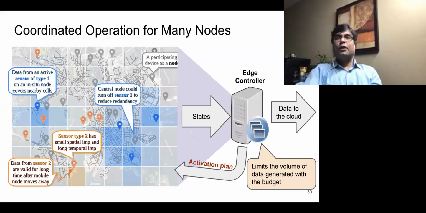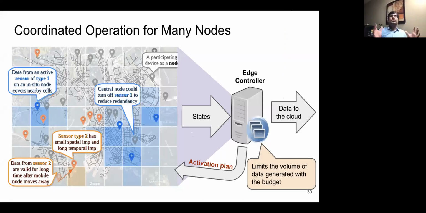State information will be collected, and the edge controller will decide, or will coordinate, precisely which sensors need to be activated and when. This is called an activation plan, right? So this is an activation plan that will be generated by this edge computing node, that's the edge controller that will be sitting near that site. And as per the edge controller's direction, the data will be collected by the sensors, and then that data will be uploaded to the cloud.